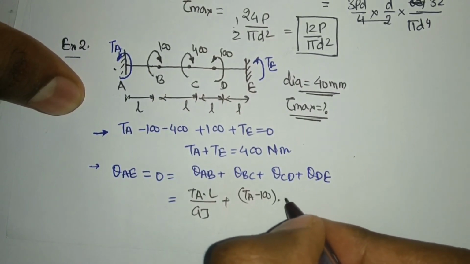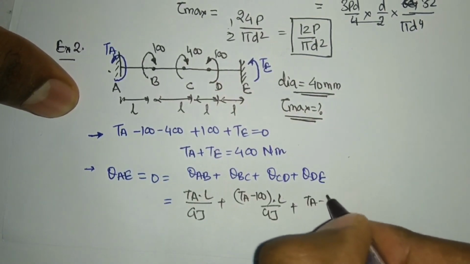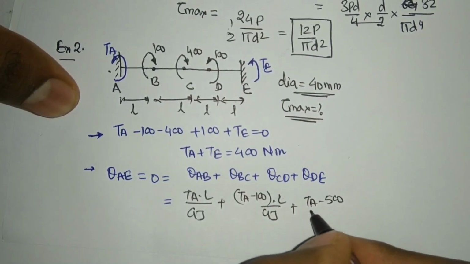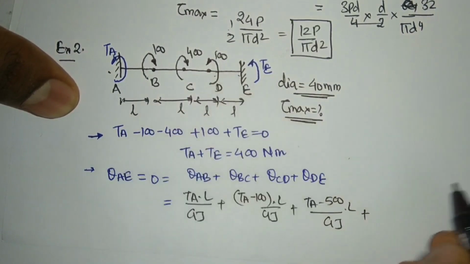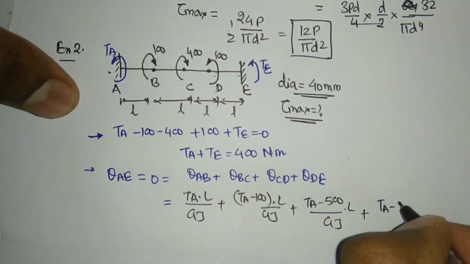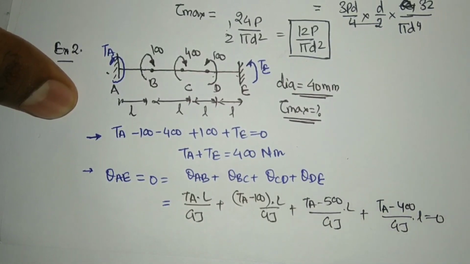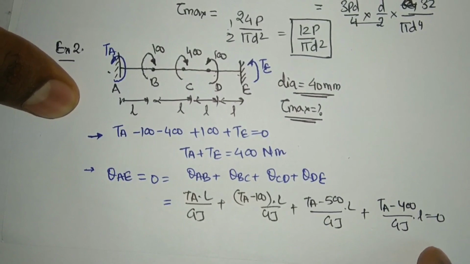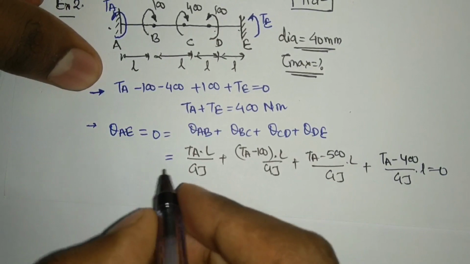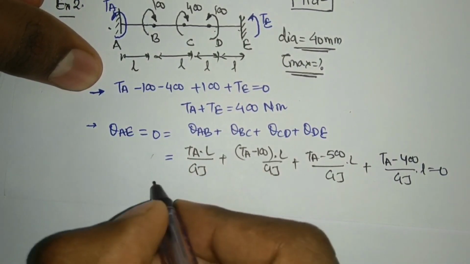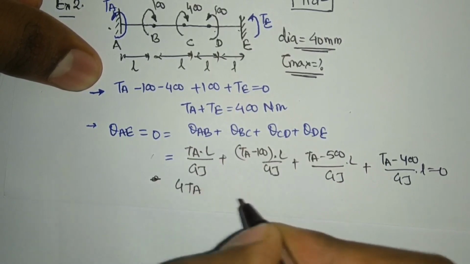into again the length is same only, so L by GJ. Alright, for CD what will it be? TA minus 500 into the same L divided by GJ, plus for the DE part what will it be? TA minus 400 divided by GJ into L, and this is equal to 0. This whole value is equal to 0. Fine. So what is the value of TA from here? If I solve this, then I will get TA. TA is where 4 times there is TA, so 4 times TA.